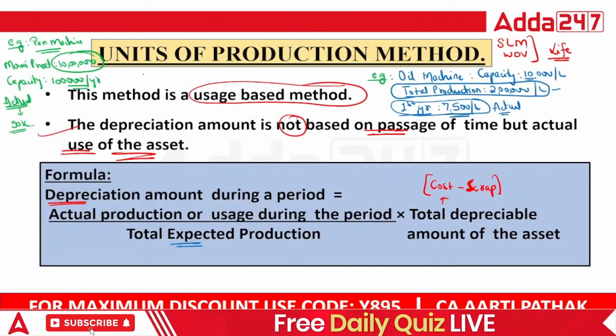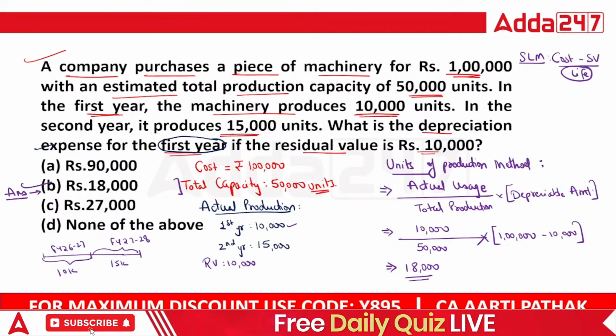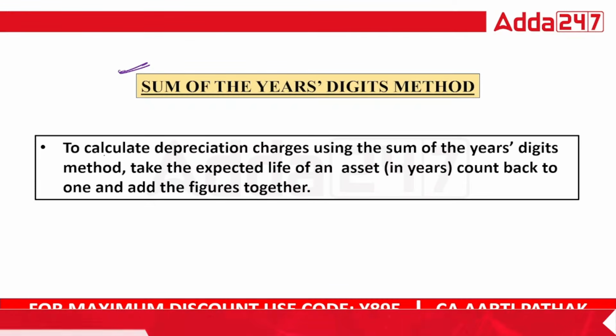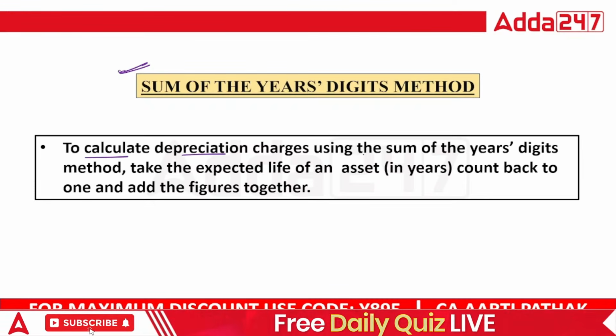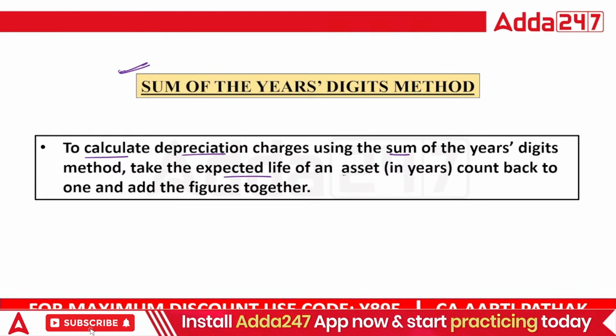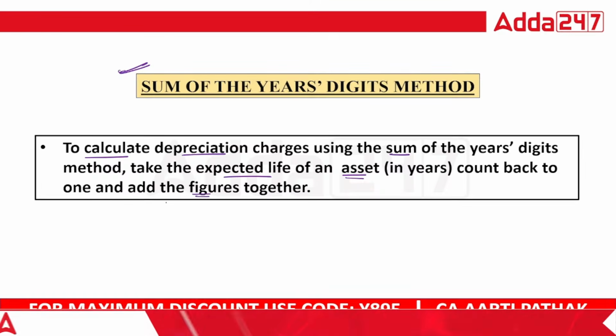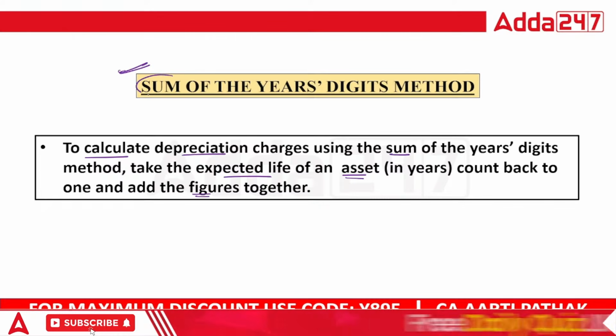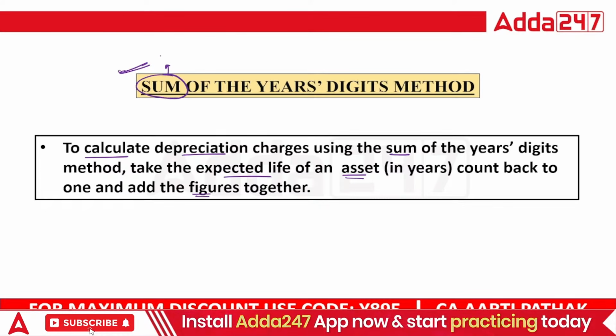Now here we complete your units of production method. Now coming to the last method, that is going to be the sum of the years digit method. To calculate the depreciation charges using the sum of the years digit method, take the expected life of an asset, count back to 1 and add the figures together. So what we are doing, we are going to add.